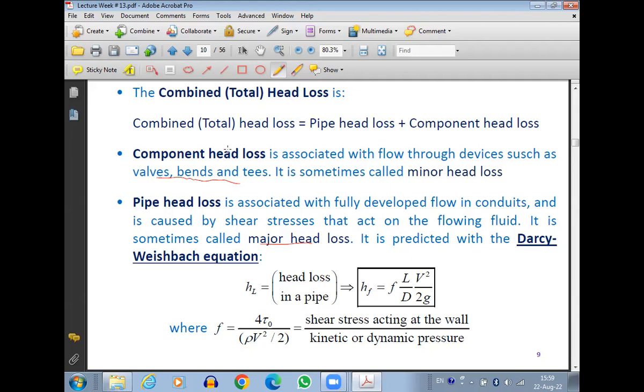Okay. So whenever you have losses, specifically the major loss, the major loss is determined or predicted by the Darcy-Weisbach equation. And the Darcy-Weisbach equation says that the head loss in a pipe, HL, is equal to f, which is the friction factor. Friction factor is important because of how rough the pipe is. If the pipe is too rough, then you will have more losses in energy.